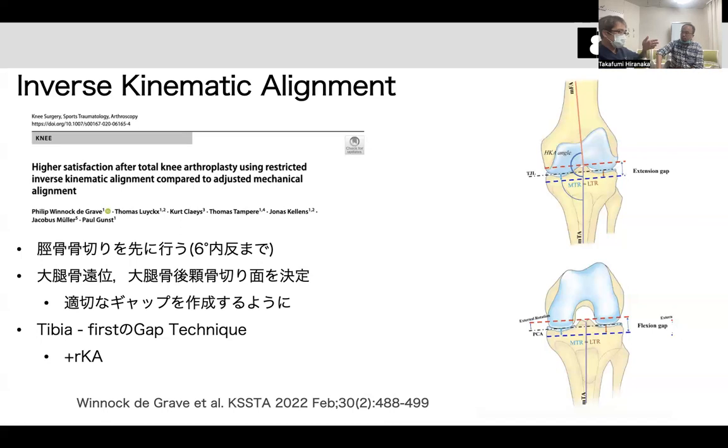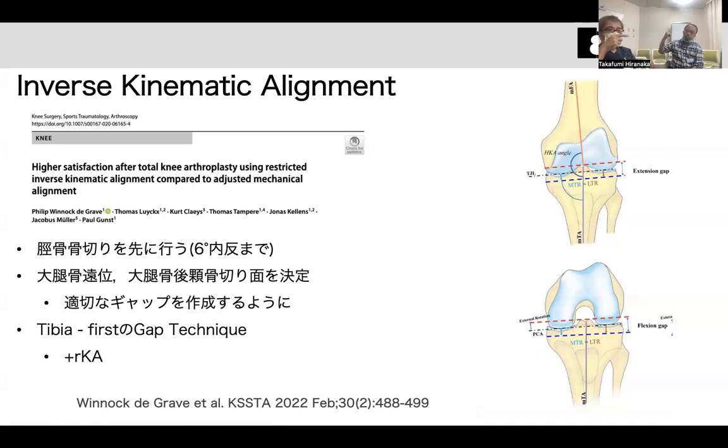It depends on the insertion of the MCL. In some cases the MCL insertion is at the same level as the medial tibial plateau. Maybe such a case has some kind of bone defect. Normally there is some difference of level between the insertion of the MCL and the medial tibial plateau. Exactly, this is the space for the retractor.